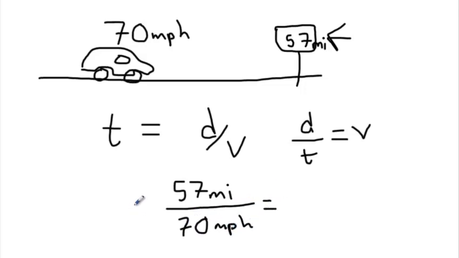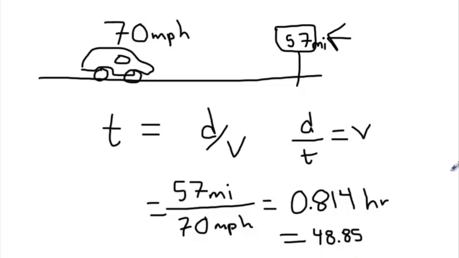You just have to pull out your calculator, and your calculator gives you a value of 0.814 hours, which you can multiply by 60, the number of minutes in an hour, to get 48.85 minutes. So you confidently tell your friend, it's going to be 48.85 minutes. I did physics. I know what I'm doing.